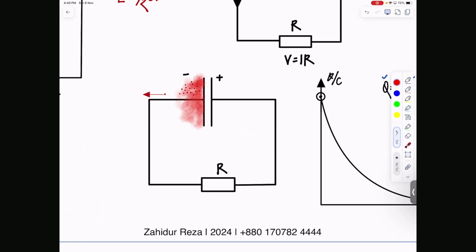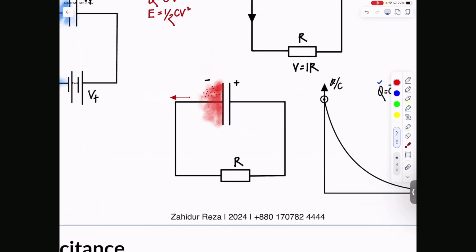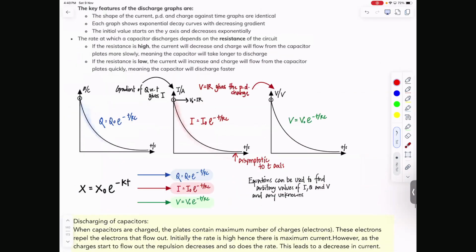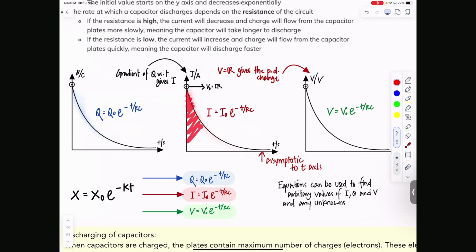So for maximum current, you start with V max, and then you find the current. Okay, so that is it. Our area under the graph, yes, the area under this graph does give you something. Isn't the area under a current time graph charge?